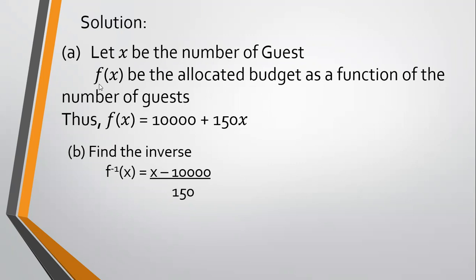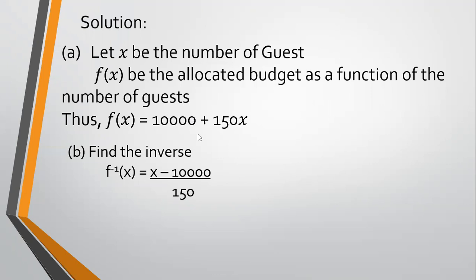So therefore, for us to solve for the allocated budget, f of X is equal to 10,000, that's the first budget, plus 150 pesos, which is the additional one, times the number of guests. Okay, so this one is the function for the representation of the problem in terms of function.